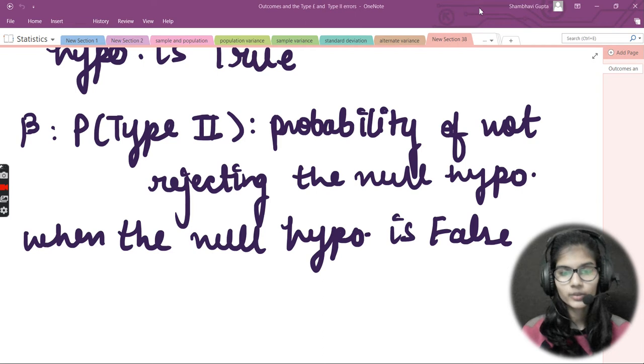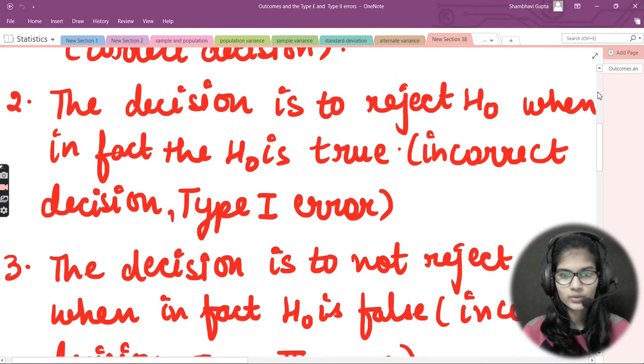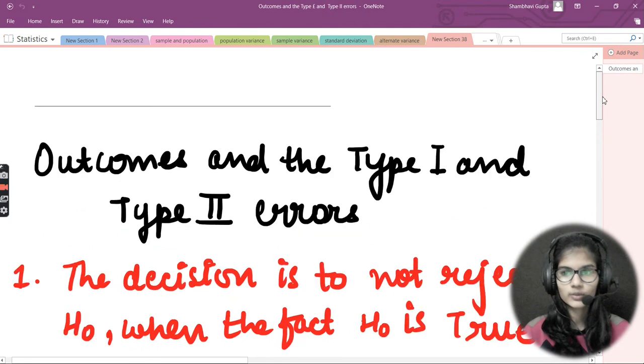So basically today we are going to see an example for the type 1 and the type 2 errors, right? You remember that in the previous video we had discussed what type 1 and type 2 errors are, what the null hypothesis is, and what the outcomes for that are. These are the things which we have already discussed in the previous videos, right?